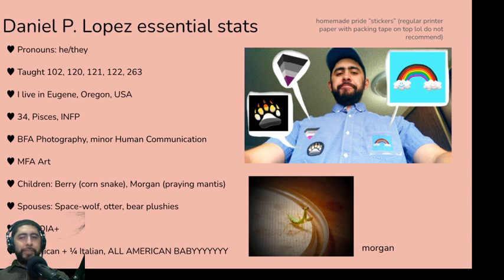So, as you can see here, I made my own pride stickers using a piece of regular printer paper and packing tape, and I wouldn't recommend it. It falls off very easily. I'm 3/4 Italian, 1/4 Mexican, and born and raised in America.